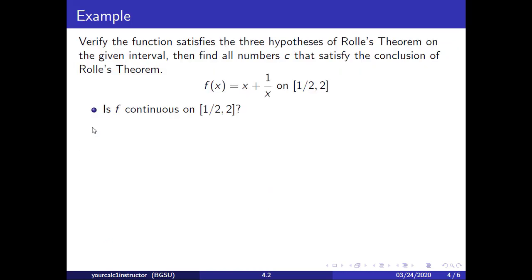Now let's consider an example where we apply Rolle's theorem. When we use Rolle's theorem, we need to verify that we are actually allowed to do so. So here, we will verify that this function, f of x equals x plus 1 over x, actually satisfies Rolle's theorem on the given interval from 1/2 to 2. And then we will find all numbers c that satisfy the conclusion of Rolle's theorem. In other words, all c such that f prime of c equals 0.